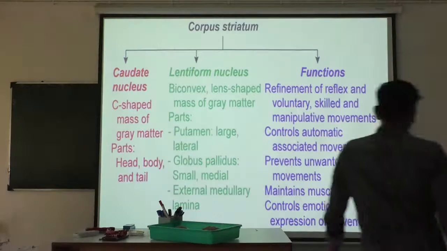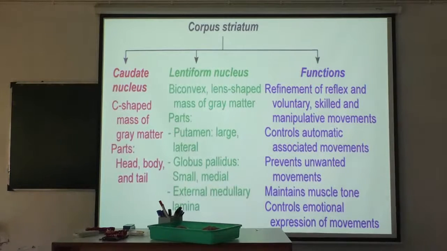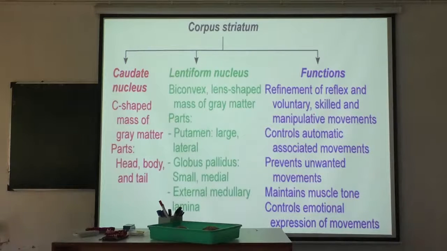Okay, understood. Next is functions: refinement of reflex and voluntary, skilled and manipulative movements, controls the automatic associated movements, prevents unwanted movements and maintains the muscle tone, and controls emotional expression of the movement. So these are the functions of the corpus striatum.